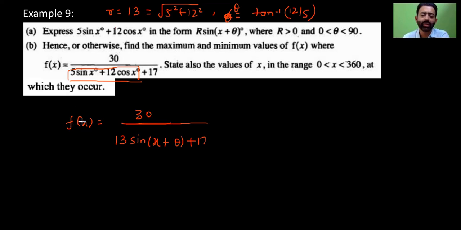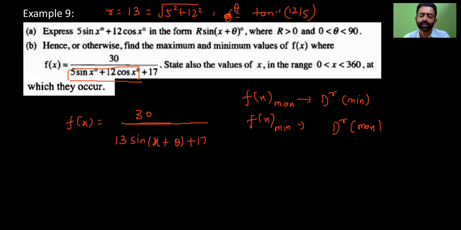Now in any fraction, the maximum value of the fraction will be when the denominator is minimum. So I can write that f(x) is maximum means the denominator is minimum, and vice versa, f(x) will attain a minimum value if your denominator attains the maximum value. So if I'm asking for the maximum value of f(x), that means I have to look for the minimum value of this denominator.